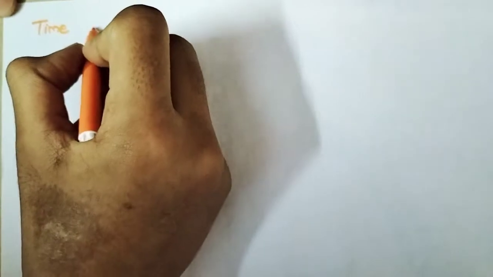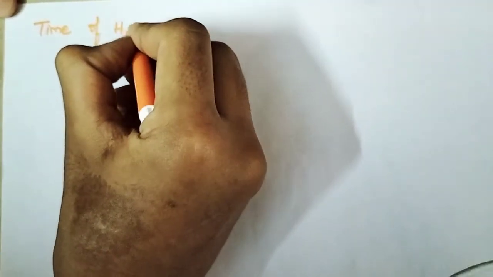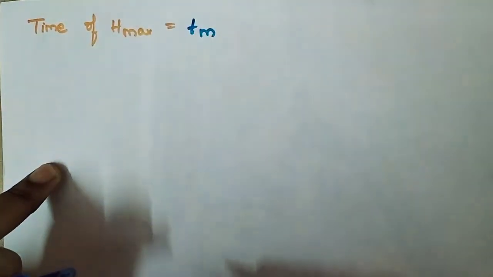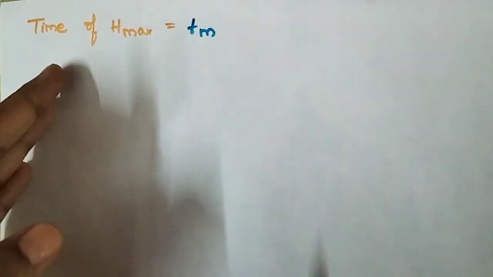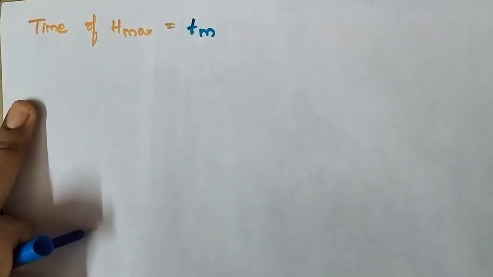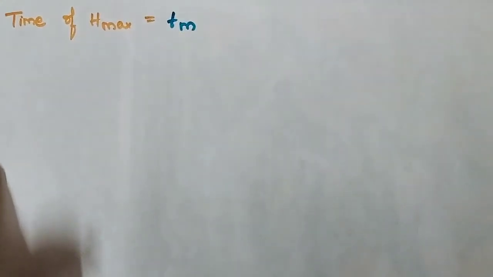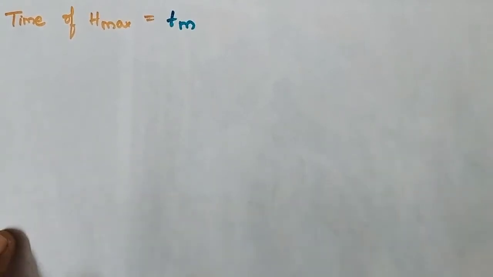Time of maximum height. Let this be Tm. We will take it as Tm, the time taken by the projectile to reach the maximum height. Then at the highest point, the vertical component of velocity will undoubtedly be 0. Correct? The vertical component of the velocity at the highest point is undoubtedly 0.